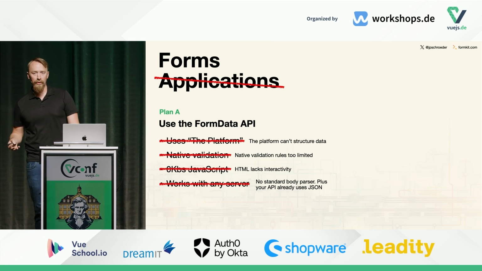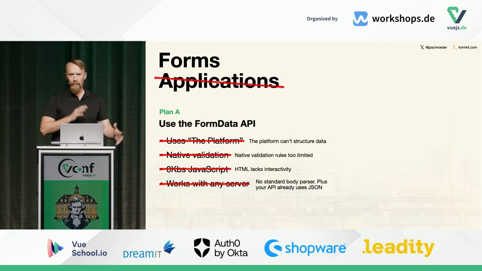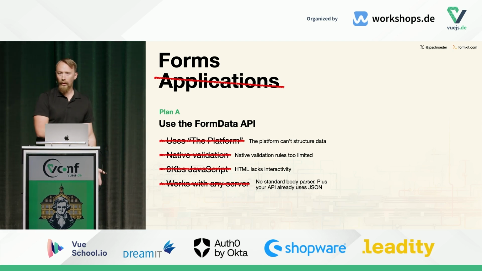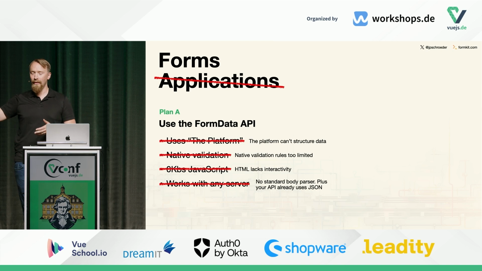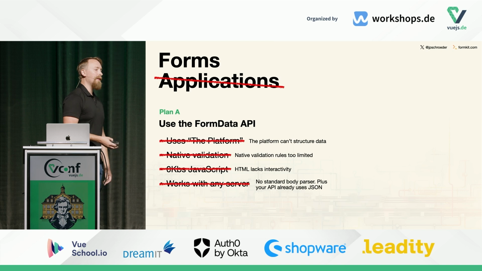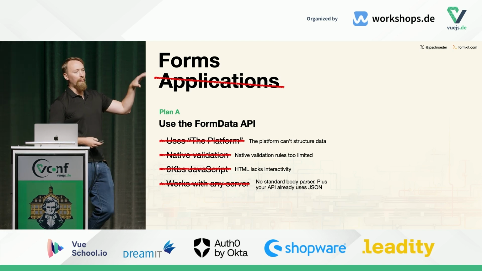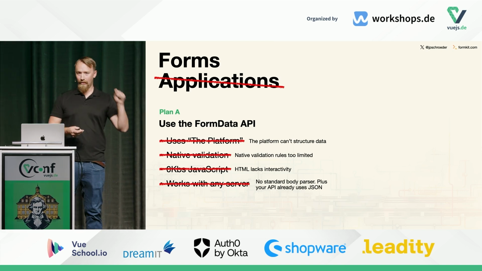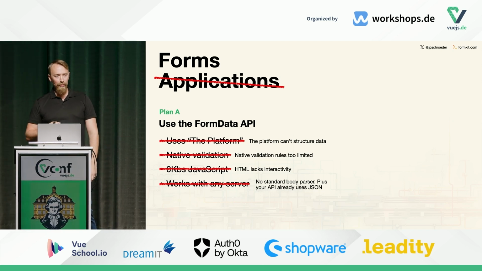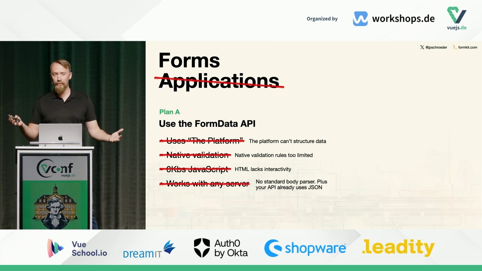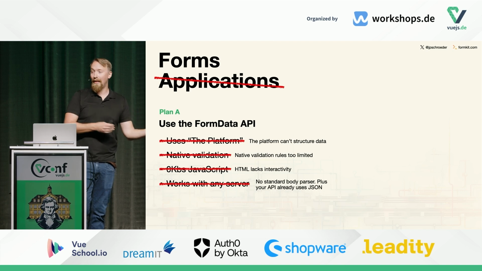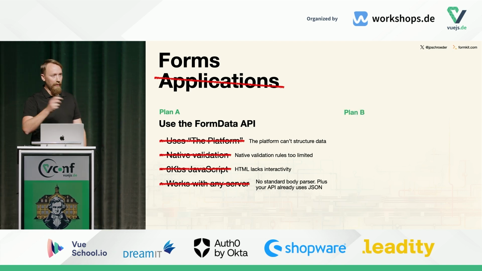For example, you can't structure data using the FormData API, not without some strange conventions that you come up with. The native validation rules are very limited, and while there's an API to extend those, now we get into essentially using JavaScript to recreate these things. There's a basic lack of interactivity. If I want a form where you have two items or three items, and an add more button or something like that, I'm already out of native land. And there's not even a standard body parser. If you've ever used Express or something like that and you need to parse the body, there actually is no standard for what that body structure is supposed to be. All right, so, plan B.